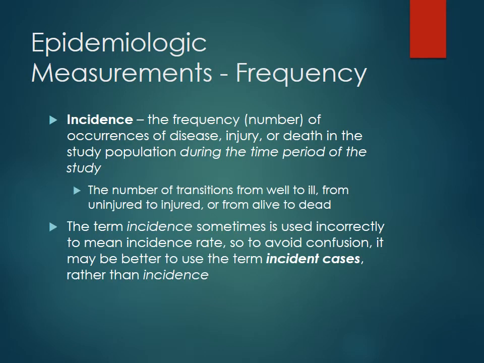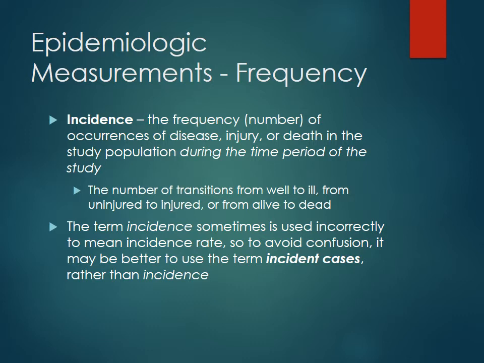So we've already mentioned the difference between incidence and prevalence before, but we'll go into this in more detail as it relates back to epidemiology. So the incidence is going to be the frequency or number of occurrences of a disease, injury, or death in the study population during the time period of the study, right? So is this going to be more of a prospective thing that you're measuring, or is it going to be more of a retrospective?